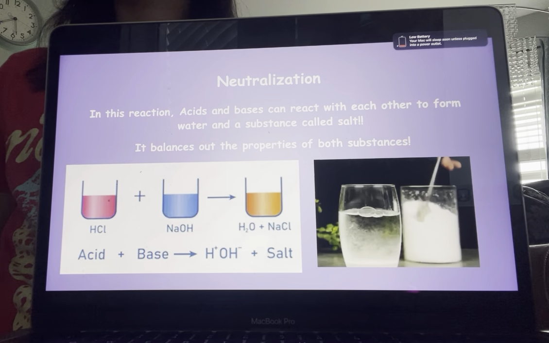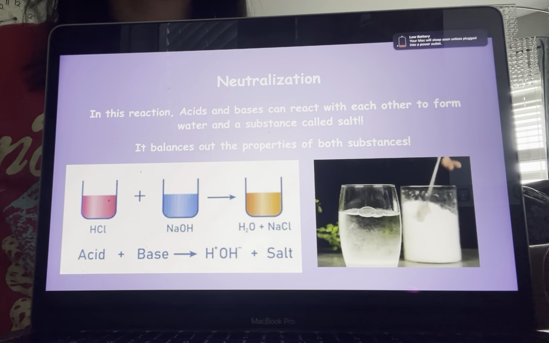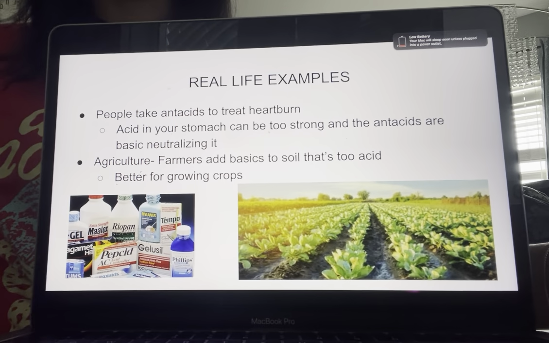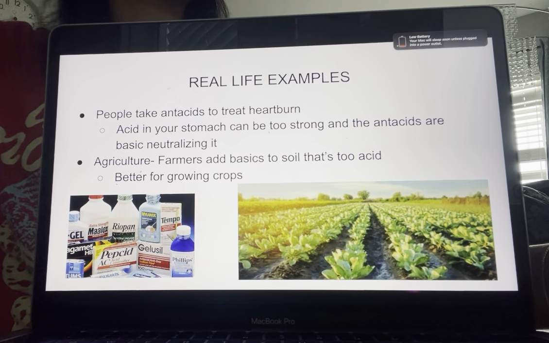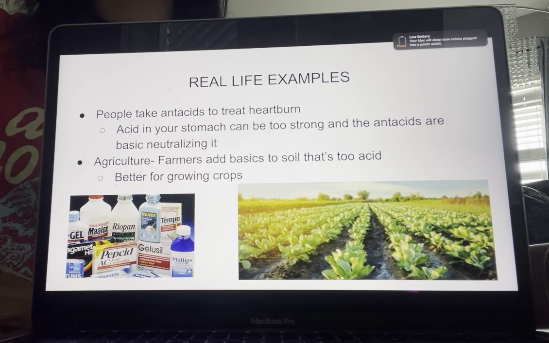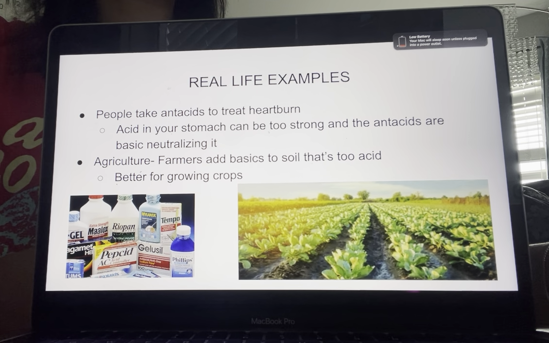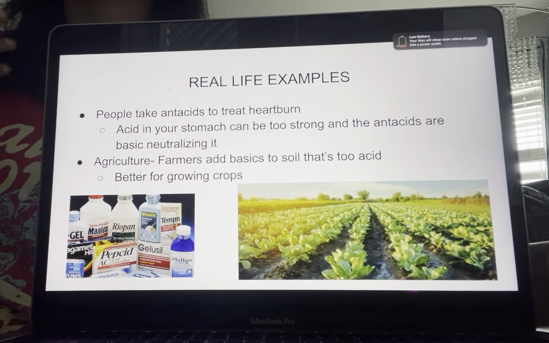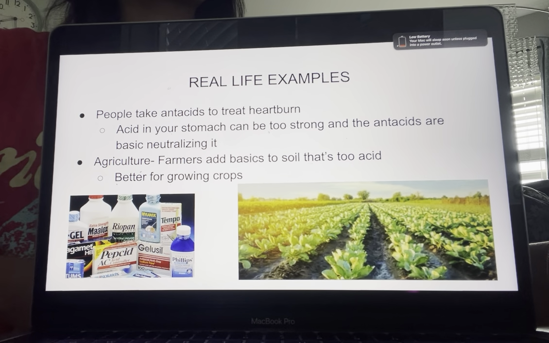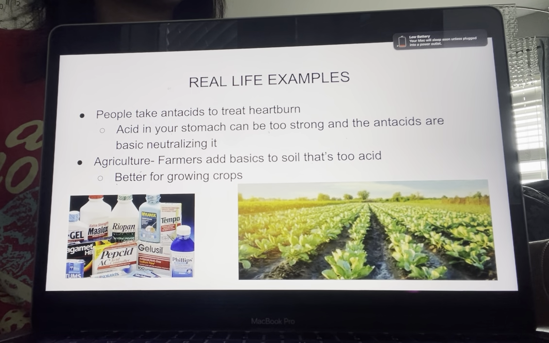Now, you might be wondering, well, Risha, give us a real-life example. We already heard enough of this. Well, I got you. A real-life example is when people take antacids to treat heartburn. The acid in your stomach can sometimes become too strong. We've all had a stomach ache, and that causes extreme discomfort. These types of medicines are categorized as basic, so they neutralize the acid in your stomach and bring it to a more balanced state.